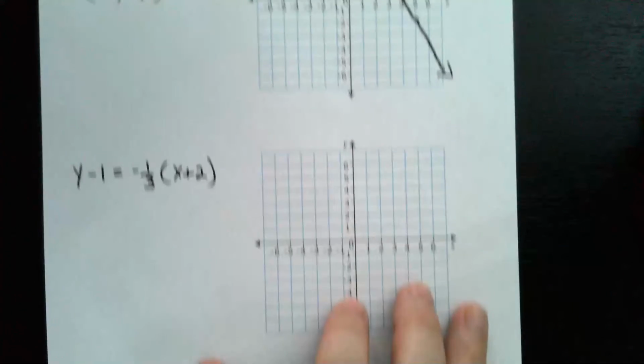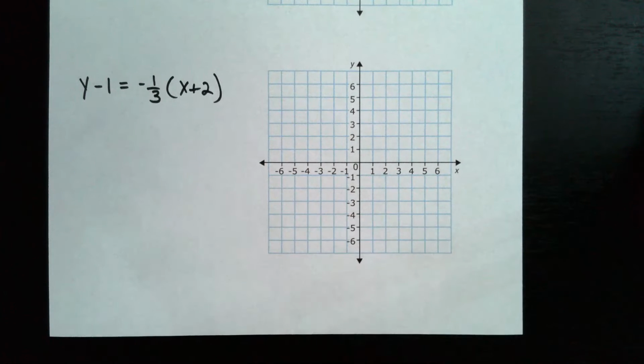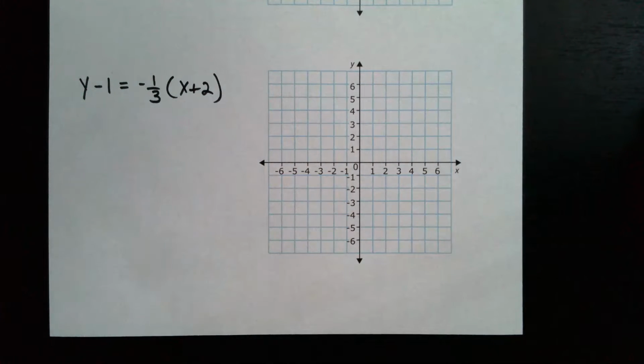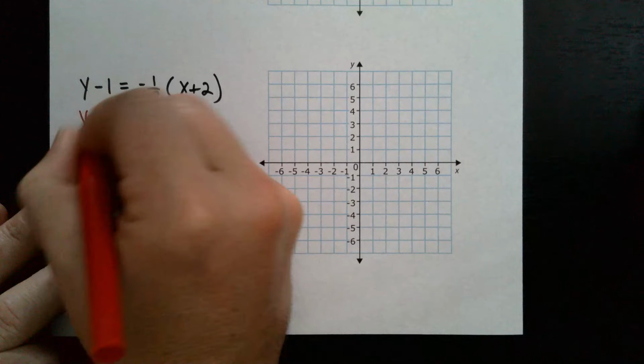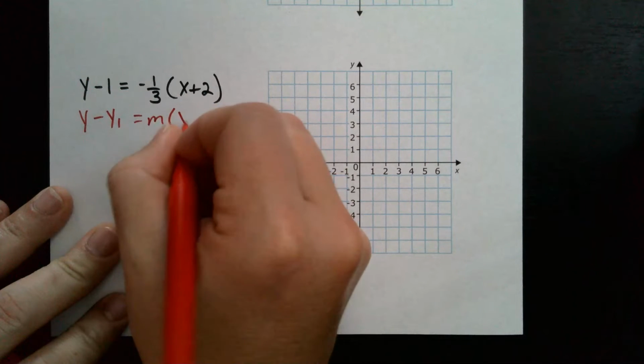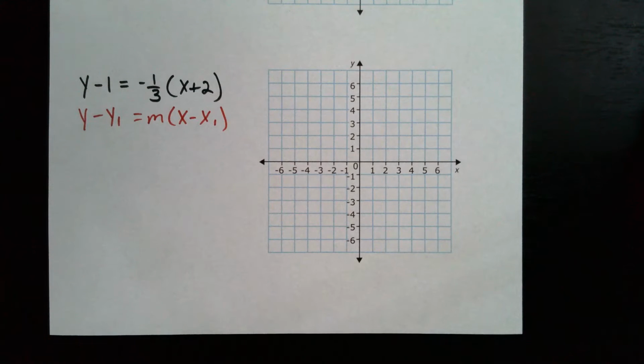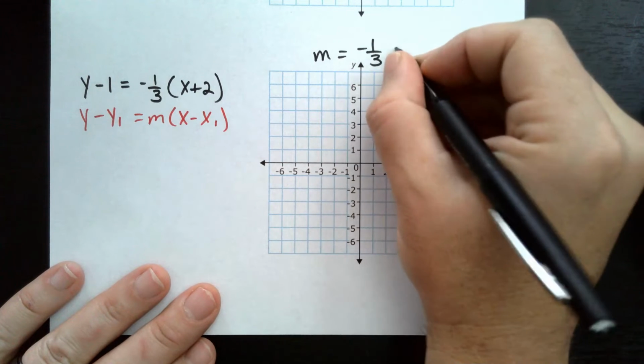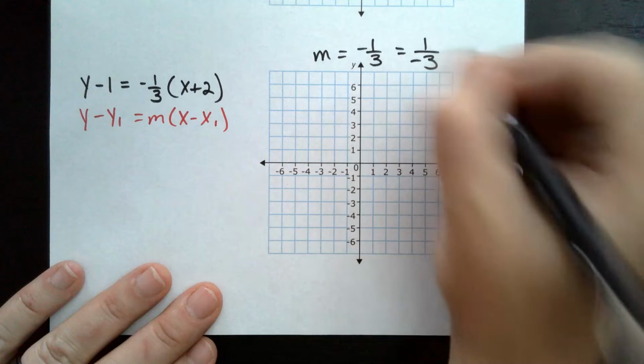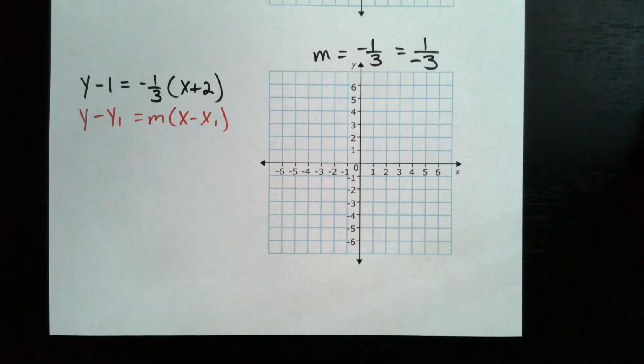Okay, let's do another one. So this one, we have y minus 1 is equal to -1/3 times x plus 2. Okay, so recall that we have y minus y1 is equal to m times x minus x1. Okay, so first the slope. The slope can be written down immediately. M is equal to -1 over 3. Could also be written as 1 over -3, depending on which direction we want to use.